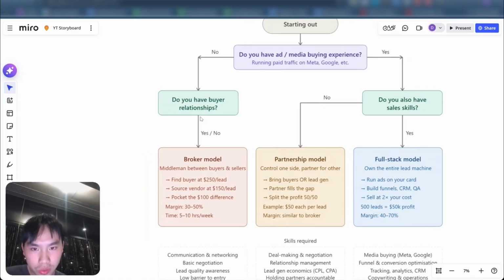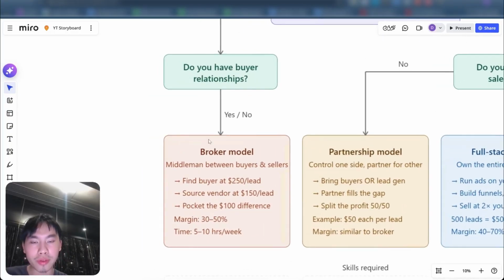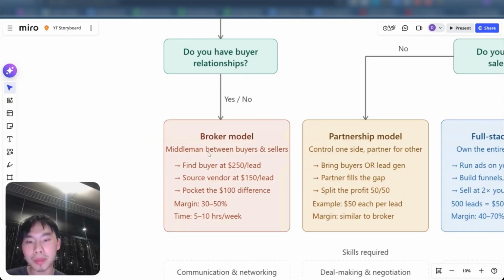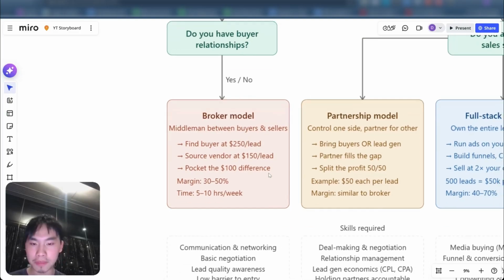So what the broker model is, right? If you have a buyer relationship, you can become a middleman. So you can buy leads off somebody who's supplying them or have a 50-50% profit share with that specific partner. And then you find buyers that buy at 250, source them at 150 and pocket 100 bucks in difference, which is already a really great margin. Usually it would be something like you buy it for 200 and then you sell it for 250.